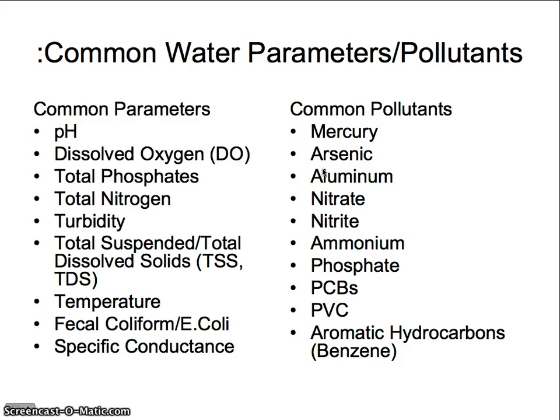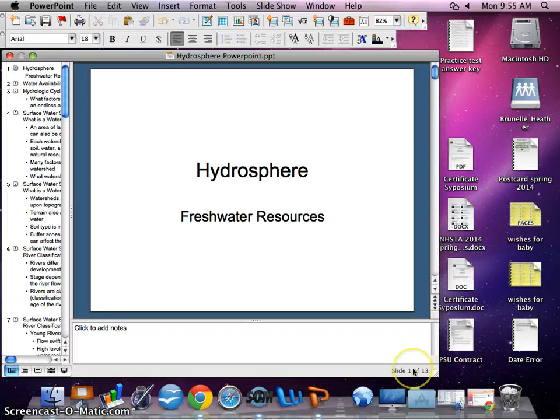When we talk about water health, we also look at common parameters, such as what's the pH of the water, how much oxygen's in the water, what's the turbidity or murkiness of the water, what's the temperature, is there E. coli in the water from birds. So all of these we'll talk about in a little more detail in the next class.